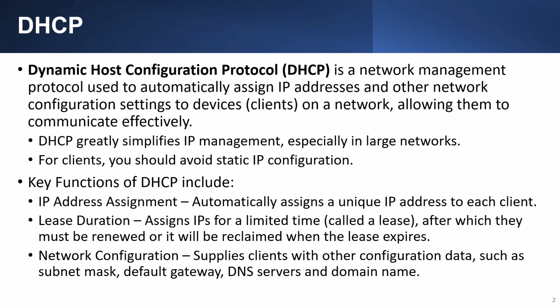Key functions of DHCP include IP address assignment, where it automatically assigns a unique IP address to each client; lease duration, which assigns IPs for a limited time, called a lease, after which they must be renewed or will be reclaimed when the lease expires; and network configuration, that supplies clients with other configuration data such as subnet mask, default gateway, DNS servers, and domain name.